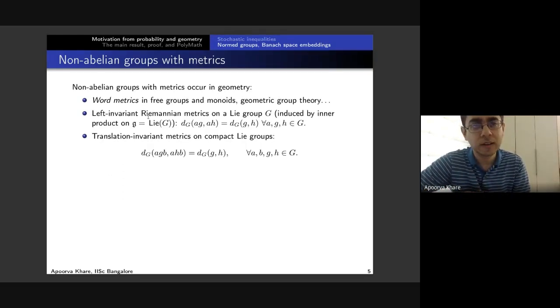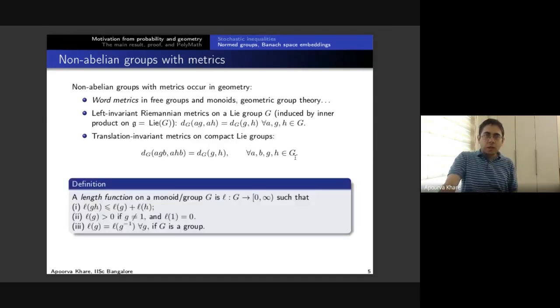There are also things called Riemannian metrics on a Lie group, and there are even left invariant Riemannian metrics. And I think I wrote down the definition for you earlier. Then there are translation invariant metrics, meaning left and right invariant, on compact Lie groups. So the distance from g to h equals the distance from a g b to a h b, multiplied on both sides, and that does not change the distance for all a, b, g. In this setting, one doesn't call it a norm, but a length function.